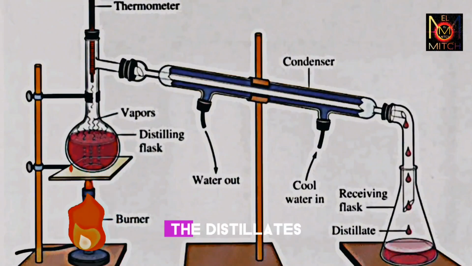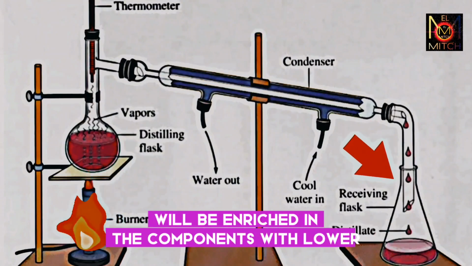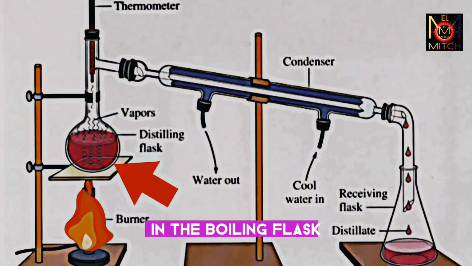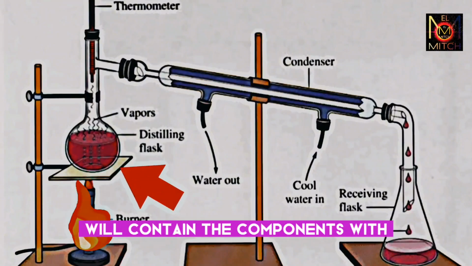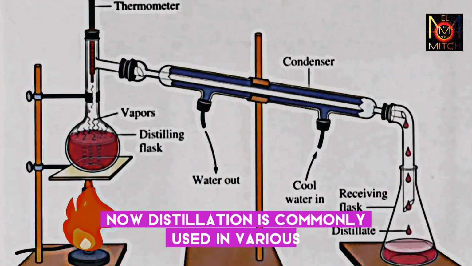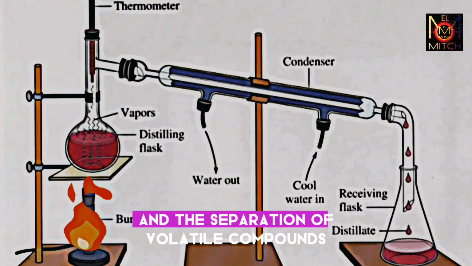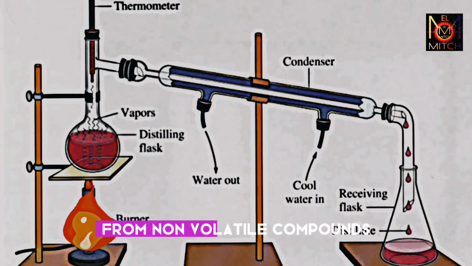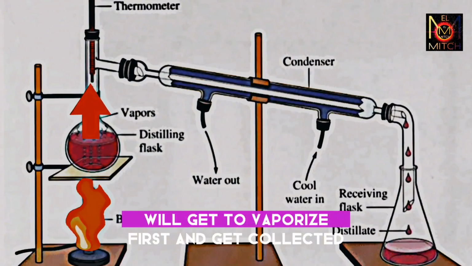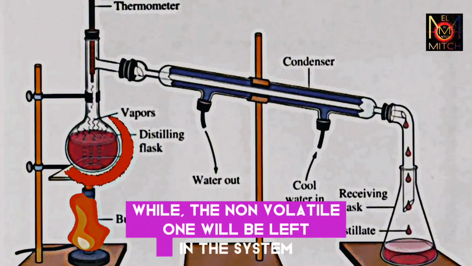As a result, the distillate collected in the receiving flask will be enriched in the components with lower boiling points, while the residue left in the boiling flask will contain the components with higher boiling points. Distillation is commonly used in various applications such as the purification of liquids and the separation of volatile compounds from non-volatile compounds. In this case, a volatile compound will get vaporized first and get collected, while the non-volatile one will be left in the system.